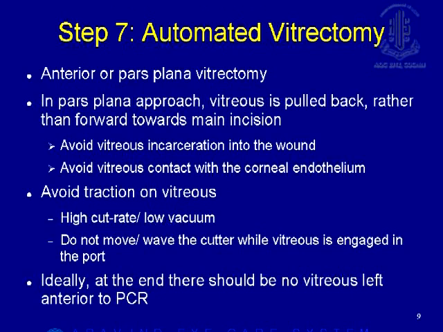Regarding vitrectomy, again there are two schools of thought, but most of you here, like me, are anterior segment surgeons who would prefer to do an anterior vitrectomy. But ideally, what people recommend is a pars plana vitrectomy. If you have an option, if you are a vitreoretinal expert, the best thing is to do a pars plana approach, because it avoids the vitreous incarceration into the wound, and also it can prevent the contact of vitreous to the endothelium. Here, basically what you're doing is pulling the vitreous back rather than pulling it forward.